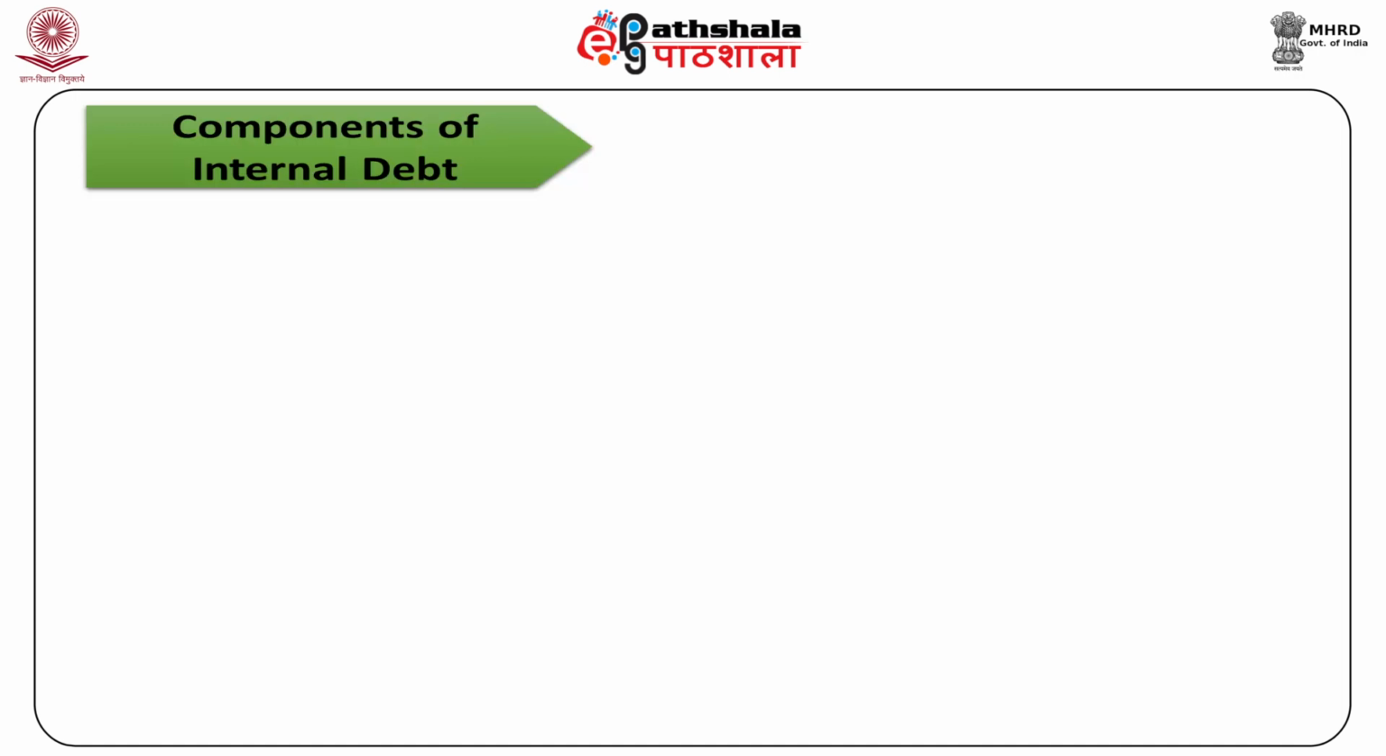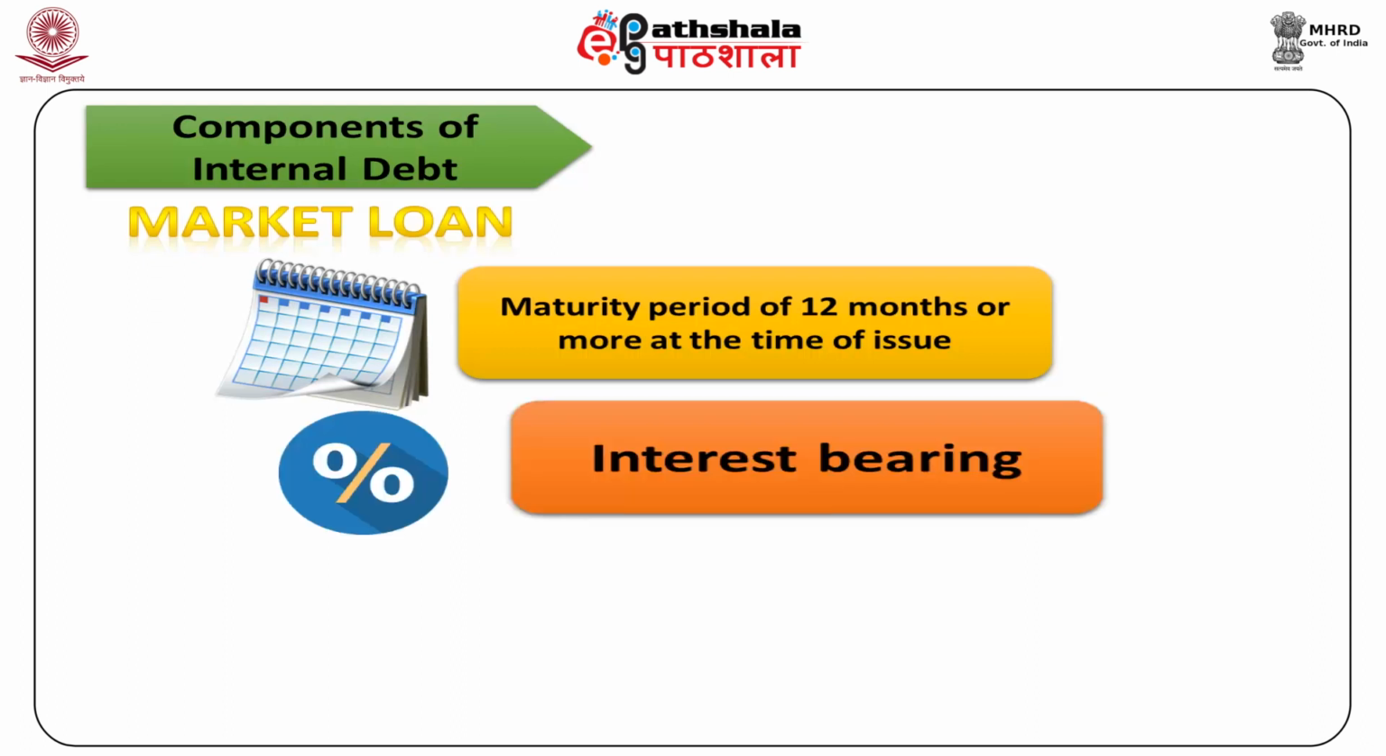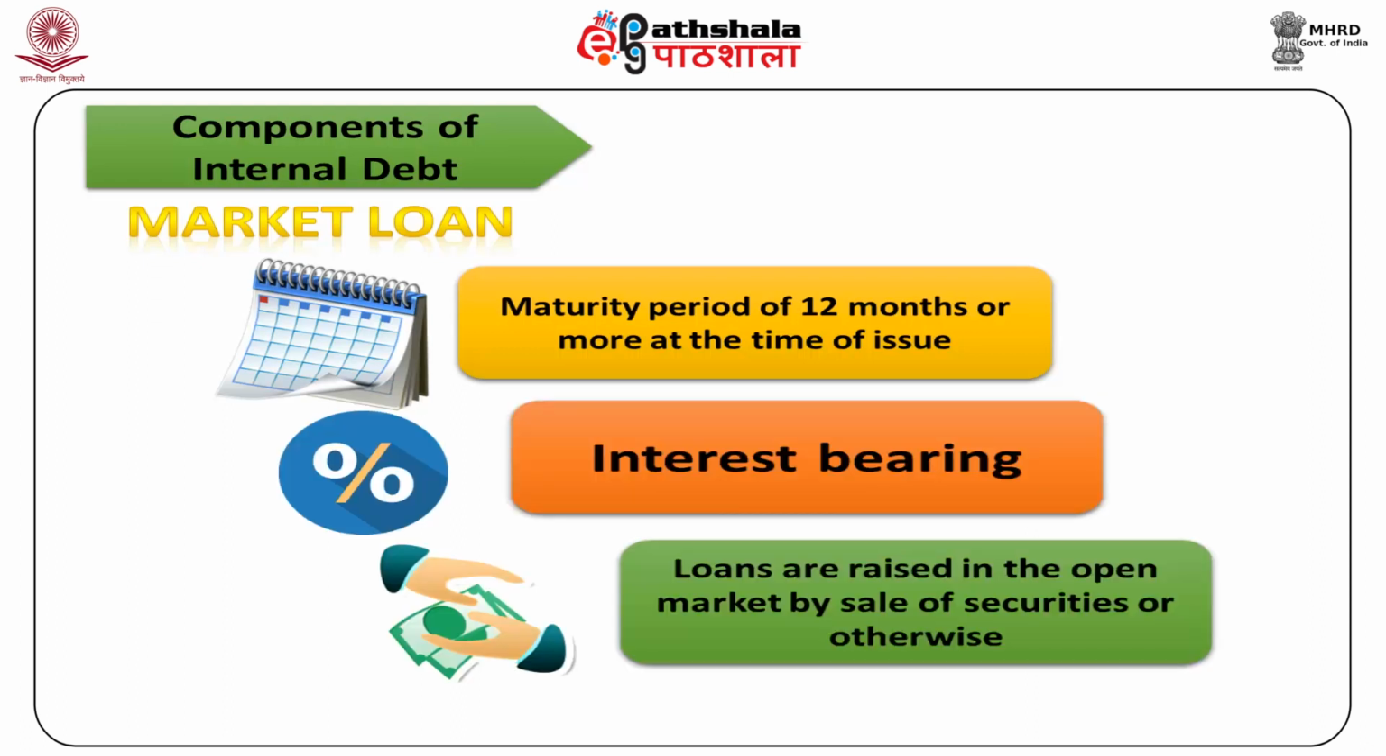The first of these is market loan. This has a maturity period of 12 months or more at the time of issue and is generally interest bearing. The government issues such loans almost every year. These loans are raised in the open market by sale of securities or otherwise.